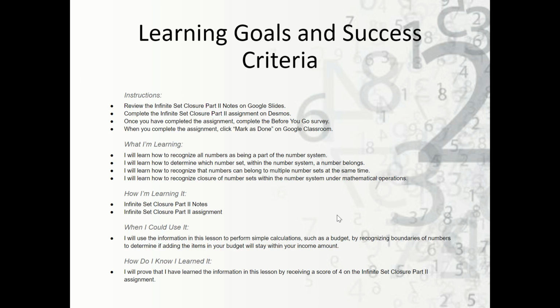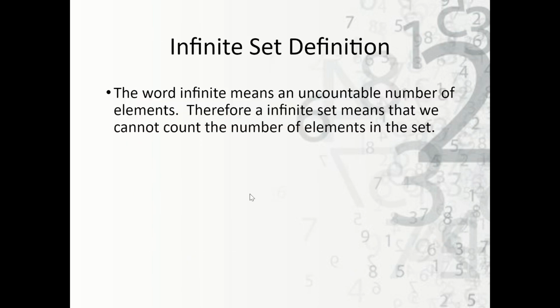Our notes begin with the learning goals and success criteria. Now let's talk about the definition of infinite set closure. First of all, what does infinite mean? Infinite means an uncountable number of elements. So it goes on to infinity. It keeps going forever. An example of this would be the natural numbers.